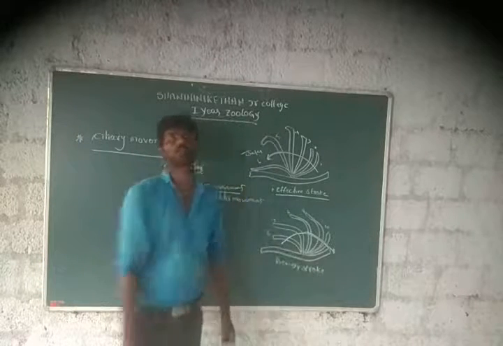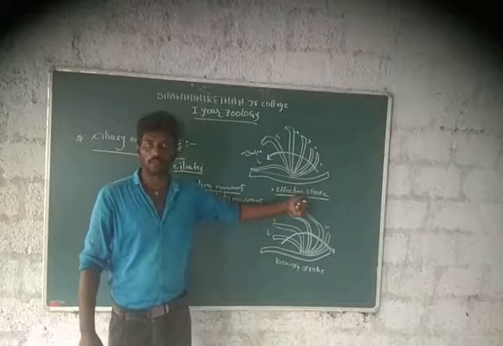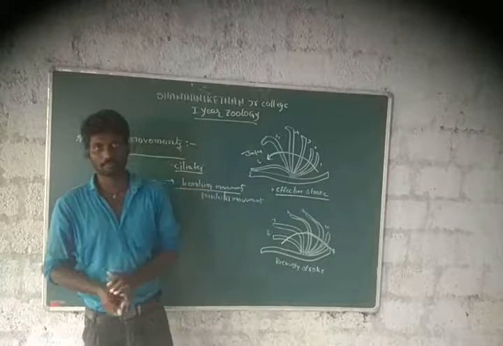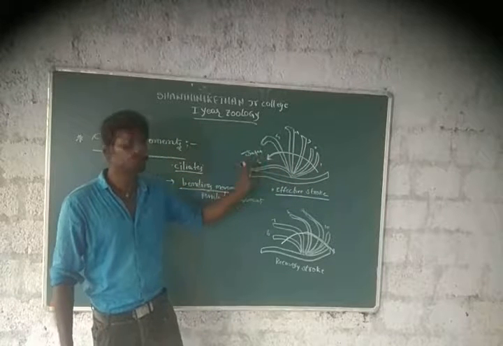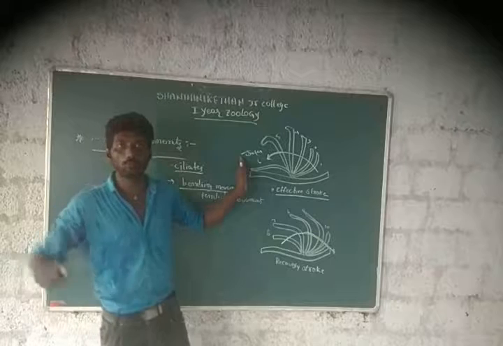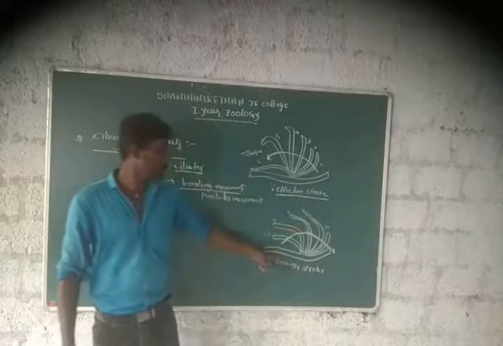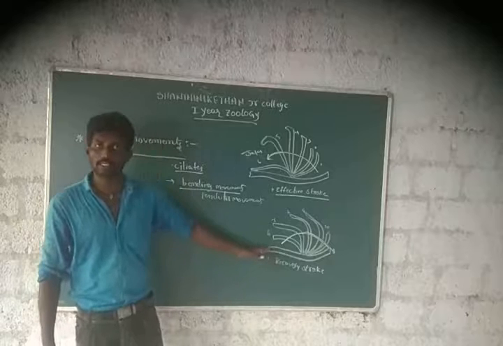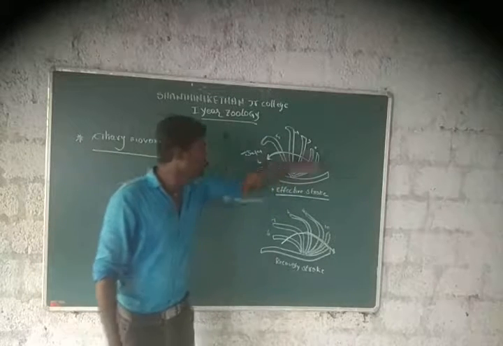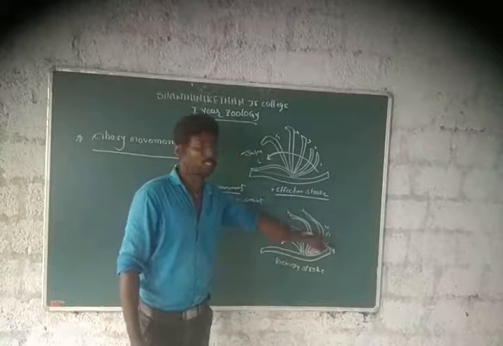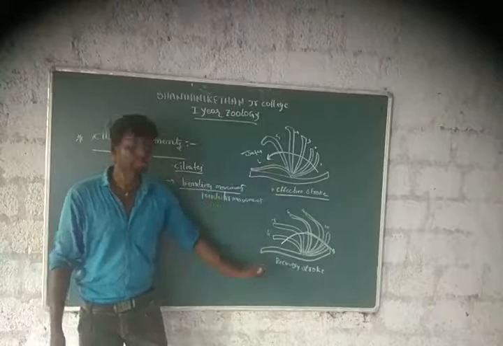It is a 2 marks question: write the effective stroke and the recovery stroke. What is the meaning of effective stroke? The effective stroke means the cilia bends backward and beats against the water, and finally the organism moves forward. What is the meaning of recovery stroke? After the effective stroke, the cilia comes to the original position. This kind of stroke is a recovery stroke.